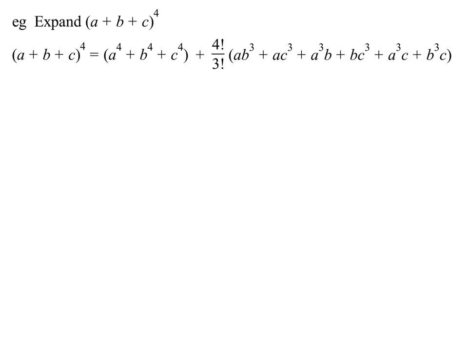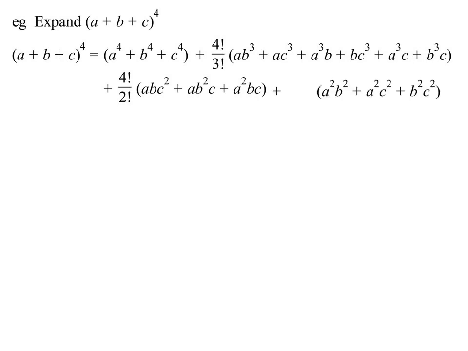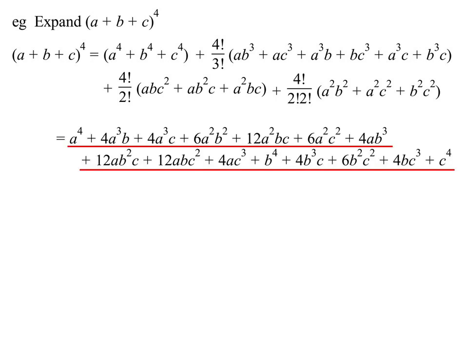How else could I get 4 objects? I could have 1 a, 1 b and 2 c's, for instance. Or it might be 1 a, 2 b's and a c, or it might be 2 a's, 1 b and a c. How many ways could I arrange a, b, c, c? 4 factorial on 2 factorial. What else could I have? Well, I could have 2 of each of them. So maybe a squared b squared, a squared c squared, b squared c squared. 4 factorial on 2 factorial, 2 factorial. There's the expansion for a plus b plus c all to the power of 4.